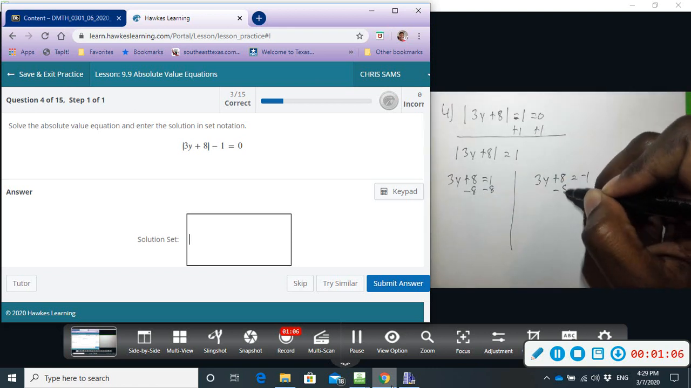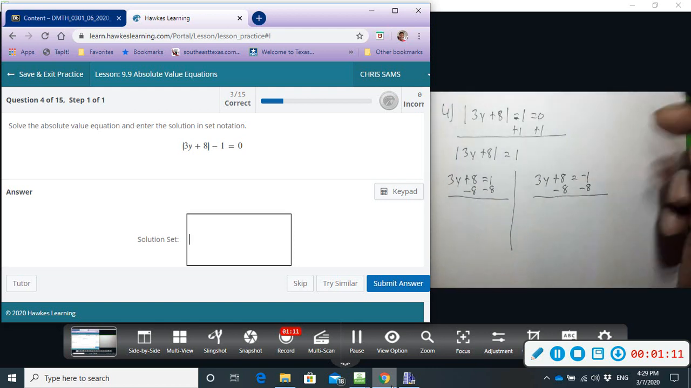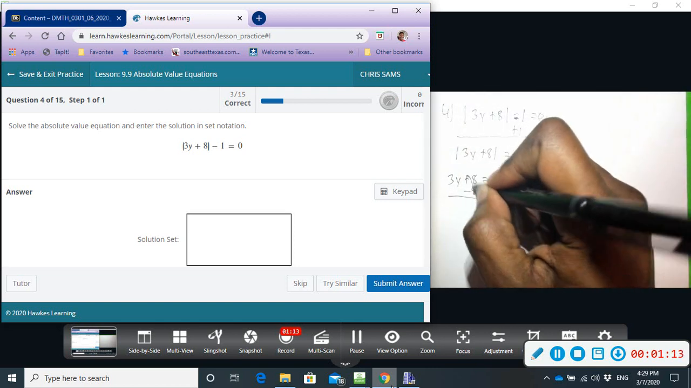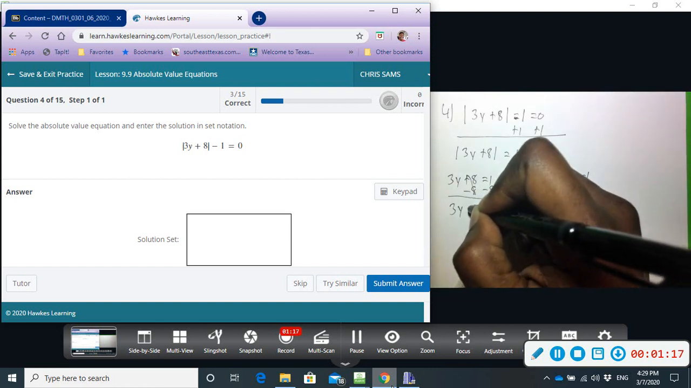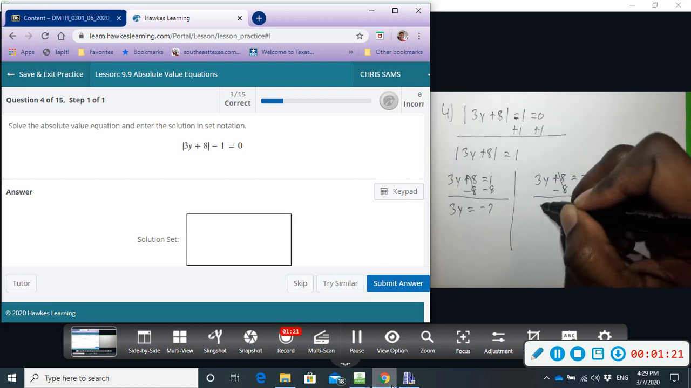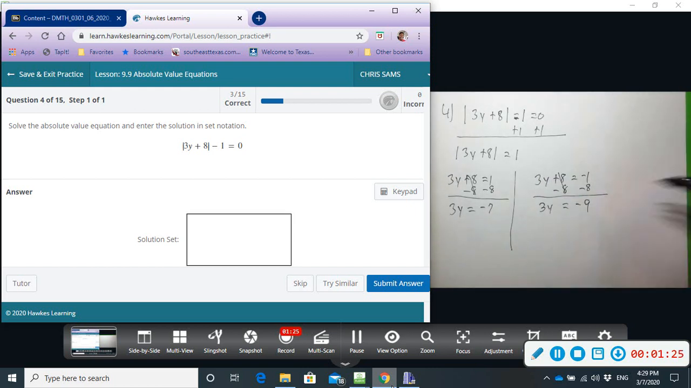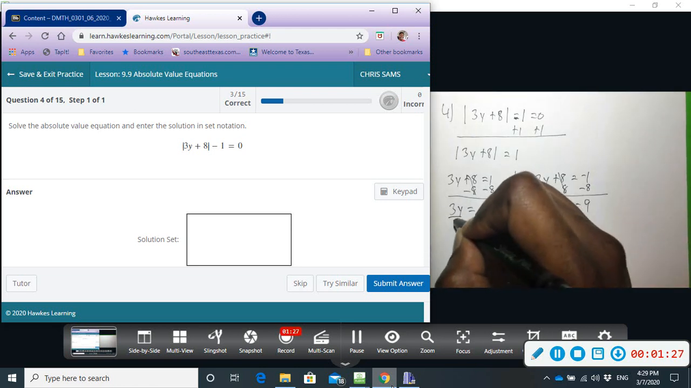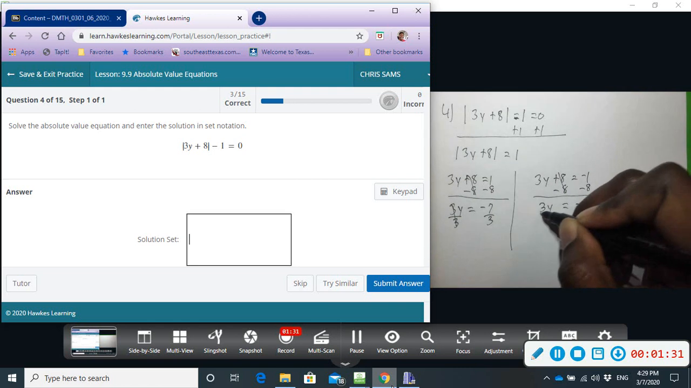I'll do both of them simultaneously. Subtract 8 from both sides, trying to isolate the variable. That will get canceled. Bring down 3y equals, this is negative 7. And then over here we bring down 3y, and this is equal to negative 9. And then we're going to divide by 3, and then divide by 3.